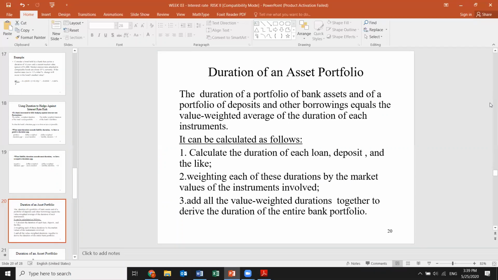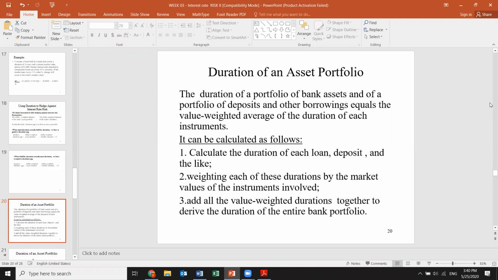So the duration of the portfolio of the bank's assets and of the portfolio of the deposits on the liability side and other borrowings is equal to the value weighted average of the duration of each instrument. So it can be calculated in the following way. We should calculate the duration of each loan, first of all, deposit and similar. So we are calculating the duration on the asset and the liability side. Then we are weighting each of these durations by the market values of the instruments involved. So we are giving a weighting value to each duration. Then third, we are adding all the weighted durations together to derive the duration of the entire bank portfolio.